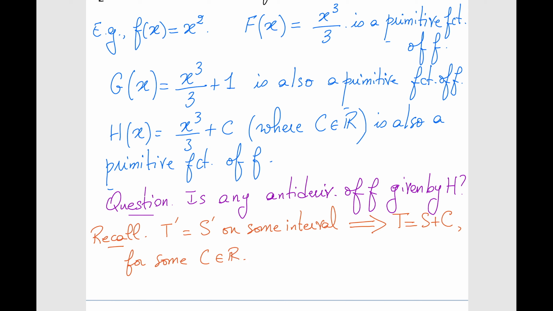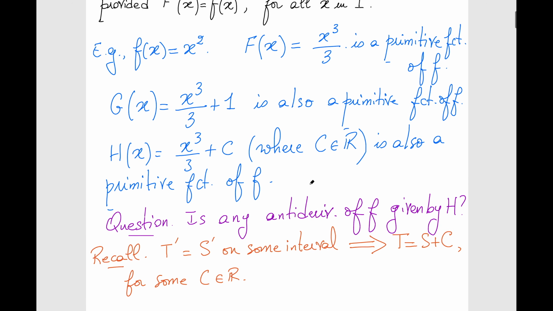Do you agree with me? So that thing was proved, or at least discussed in an earlier section, and it uses the mean value theorem. It says if two functions have identical derivatives on an interval, then they must differ by a constant. Meaning t minus s is equal to a constant.